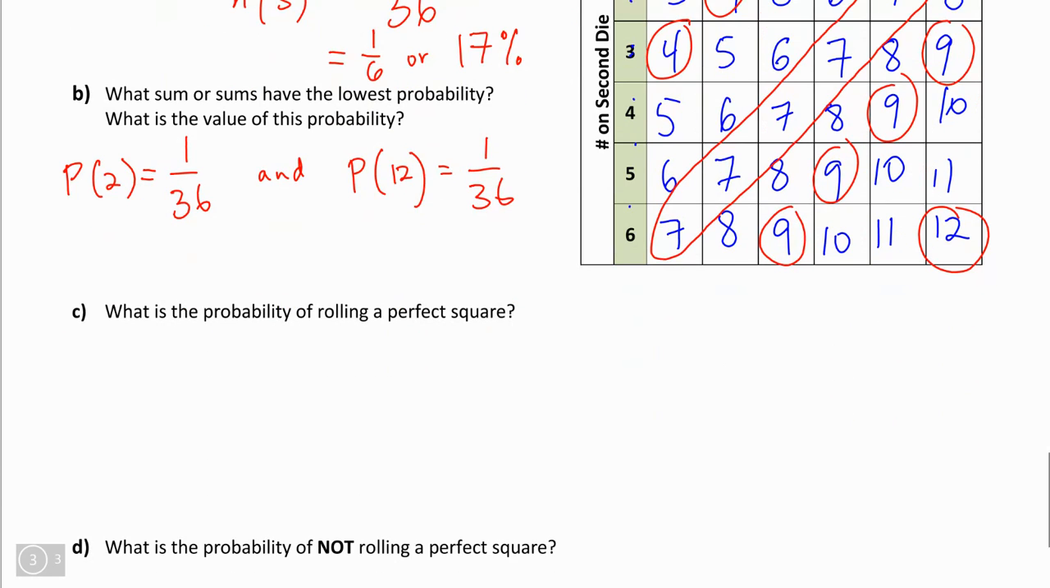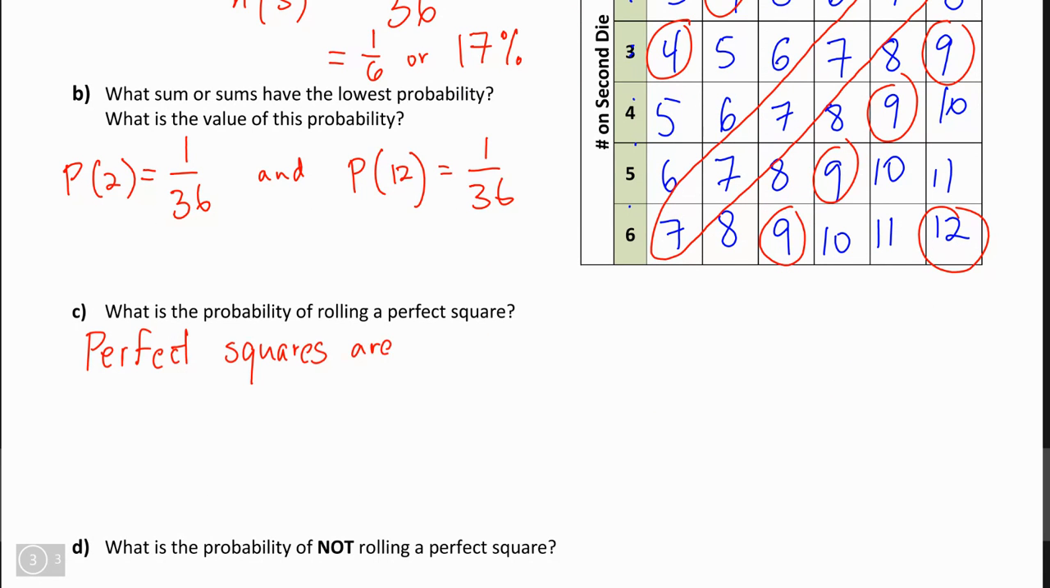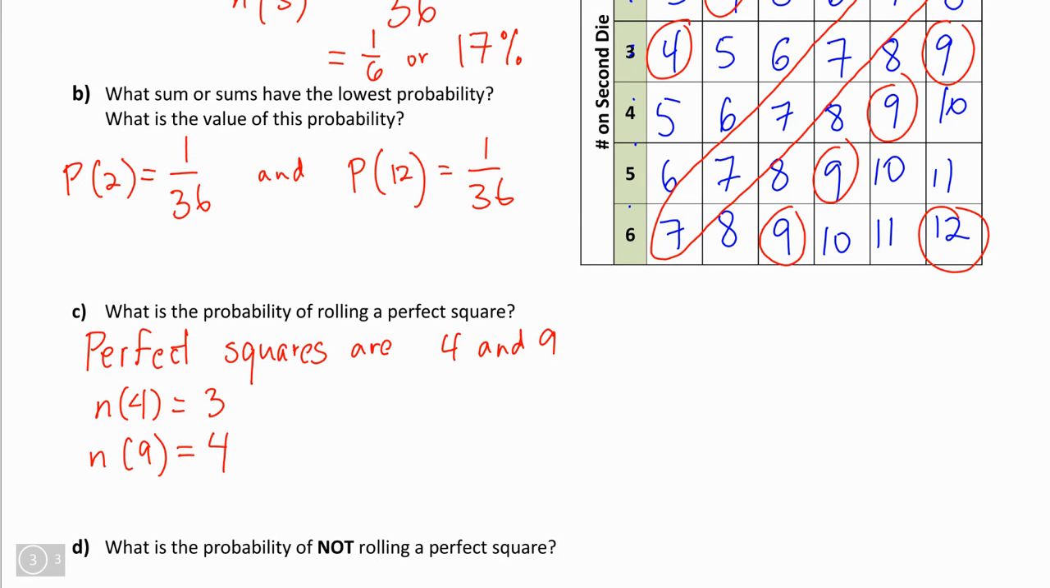So let's just do this here. So perfect squares are 4 and 9. The number of times you can get 4 is 3 times. The number of times you can roll a sum of 9 is 4 times. Just count the number of 4s on the table and count the number of 9s in the table. Okay, so the probability of getting a 4 or a 9, okay, that's my event. The successful outcomes are rolling a 4 or a 9.